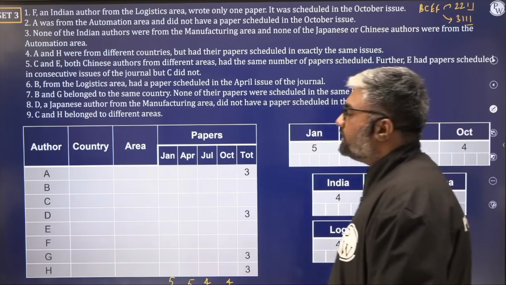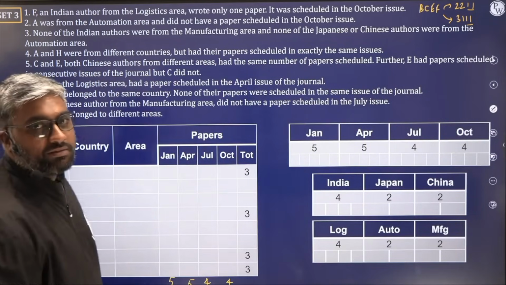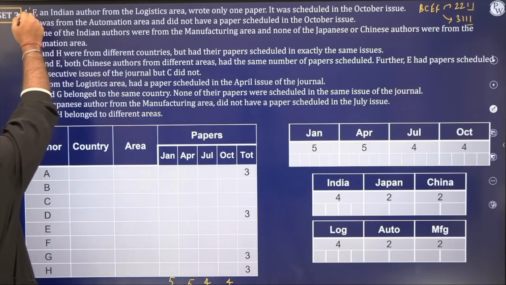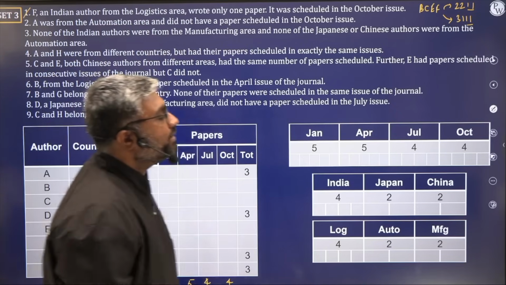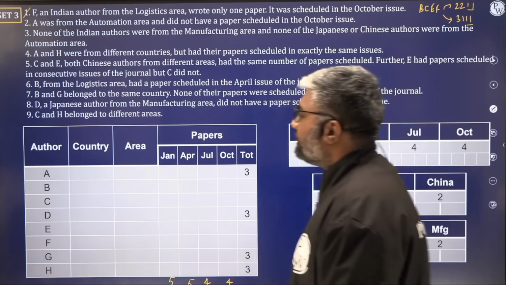So we will start with each of the clues. Let's start with the ones that at least give us something directly. Okay. So we have the first one. The first one is the perfect clue to begin with because it gives us everything. It says F is from India.